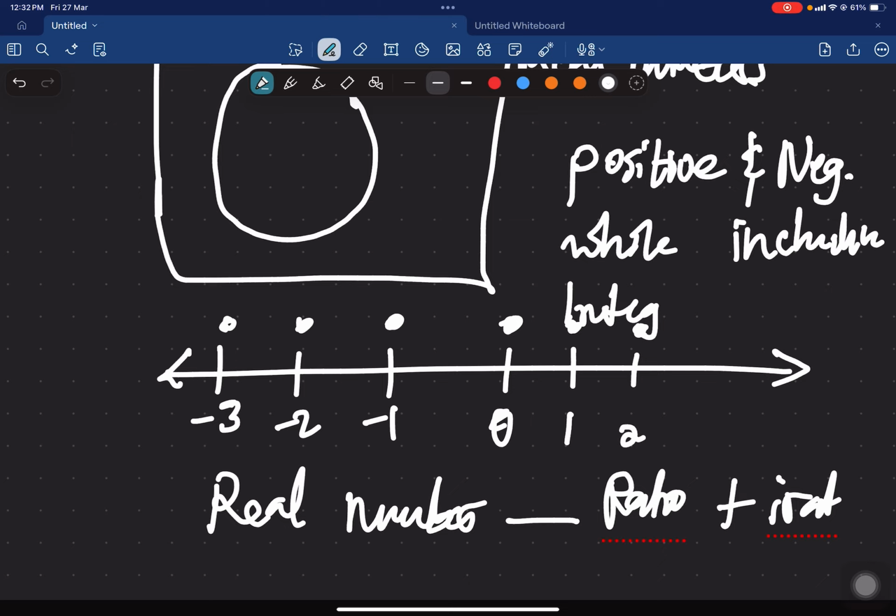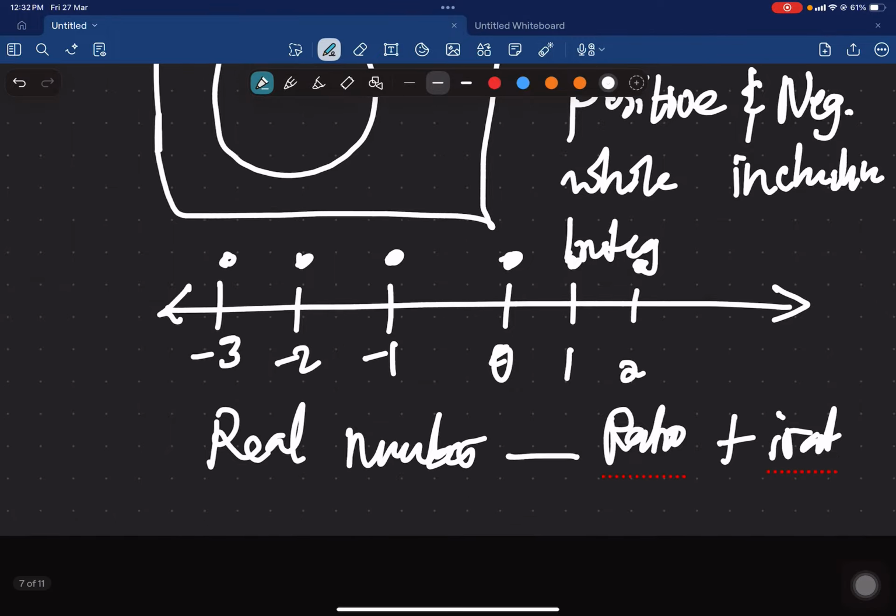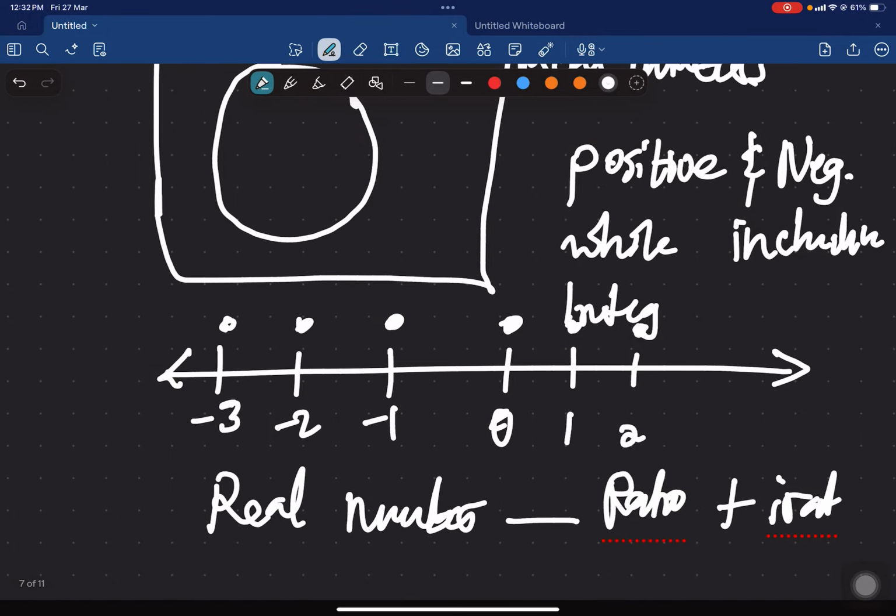Now, rational number, as the name implies, comes from the word ratio. A rational number is a number that can be represented in the form a over b, where b is not equal to 0 and a and b are integers. Any number that can be in this form is called a rational number. That which cannot be represented in this form is simply an irrational number.